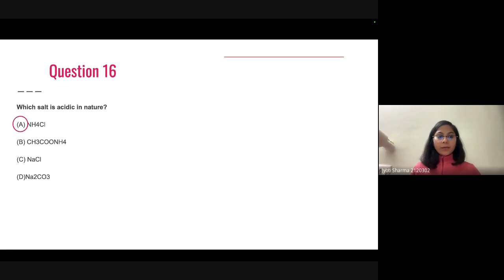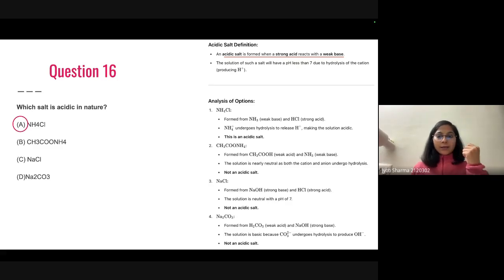Anyway, so yes, NH4Cl should be your right answer for the salt that is acidic in nature. And again, let's talk about this. NH3 is the weak base, HCl is the strong acid. Then acetic acid is the weak acid, ammonia is a weak base, and then NaCl is formed by NaOH and HCl, out of which NaOH is the strong base, HCl is also the strong acid, so that will give you a pH of 7. And the last one is H2CO3, the weak acid, and NaOH is the strong base.